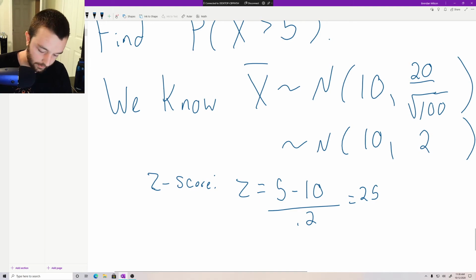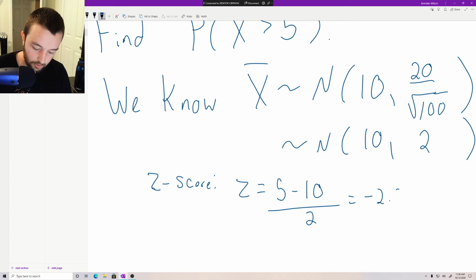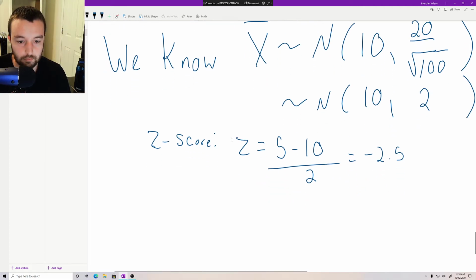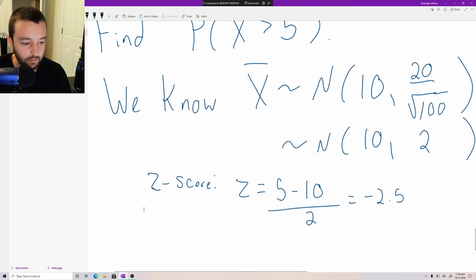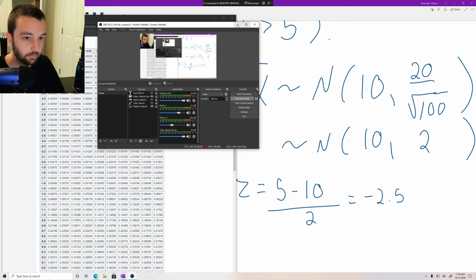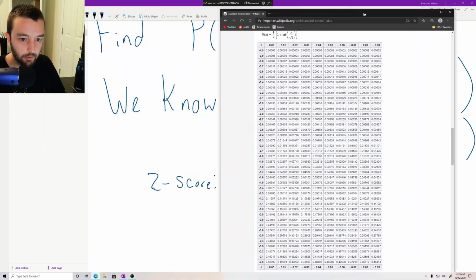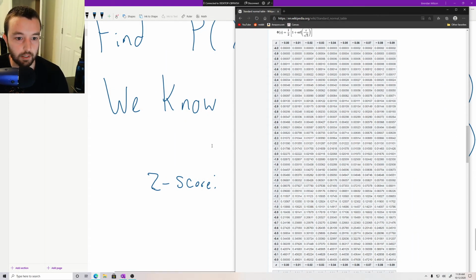Okay. So we'll just make this 2. And now this would be negative 2.5. So that one should be easier to find on a table. Let's go ahead and pull that table. Okay, so I got the table pulled up here. This is just that same Wikipedia page.